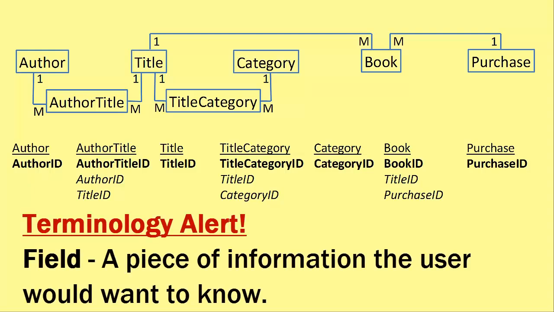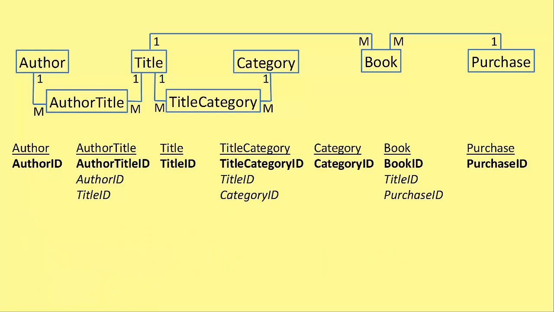We left the last video with this design. We had the objects at the top, and below are the tables that we're going to create from those objects. We'd added the primary keys and the foreign keys. Now it's just a matter of going through each table and seeing which other pieces of information we'd like to have. So let's look at the author table.